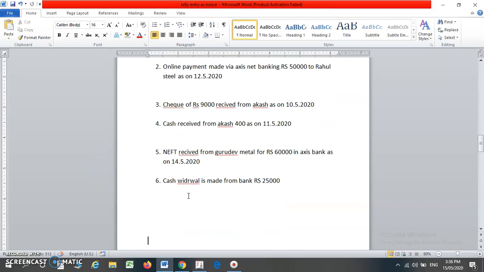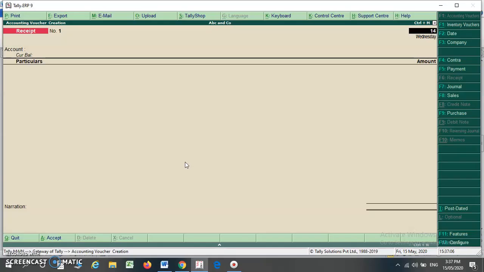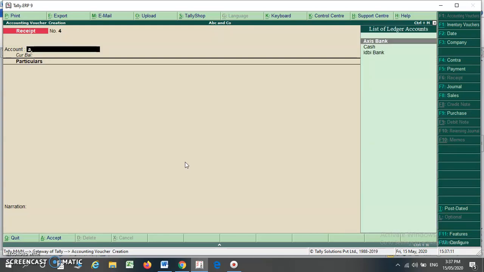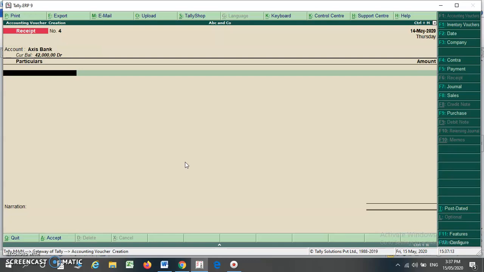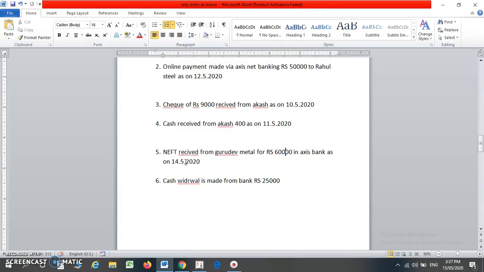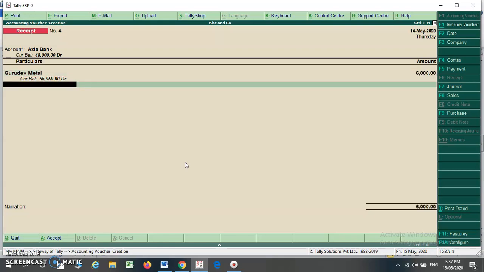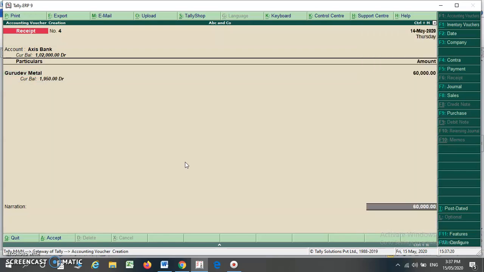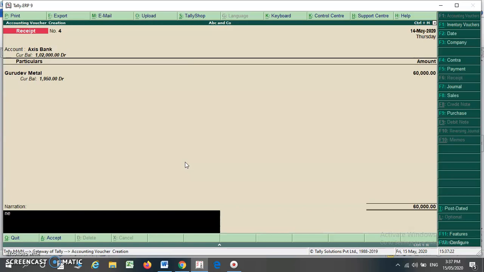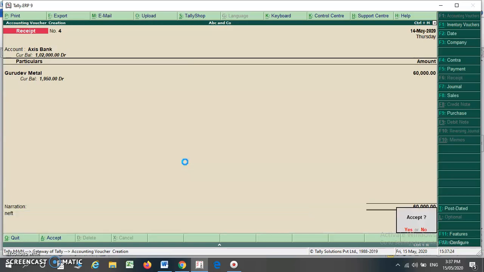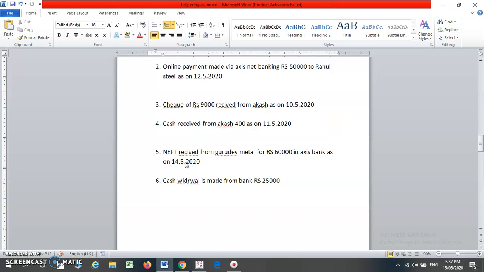Now NEFT received from Gurudev Metal rupees 60,000 in Axis Bank as on 14/May/2020. So what is the entry? 14/May/2020. In which bank is the entry received? Axis Bank. Who has made payment to us? Gurudev Metal. What is the amount? 60,000. I can write here narration if I want and press enter. My entry is done. Now last entry is for a contra transaction.